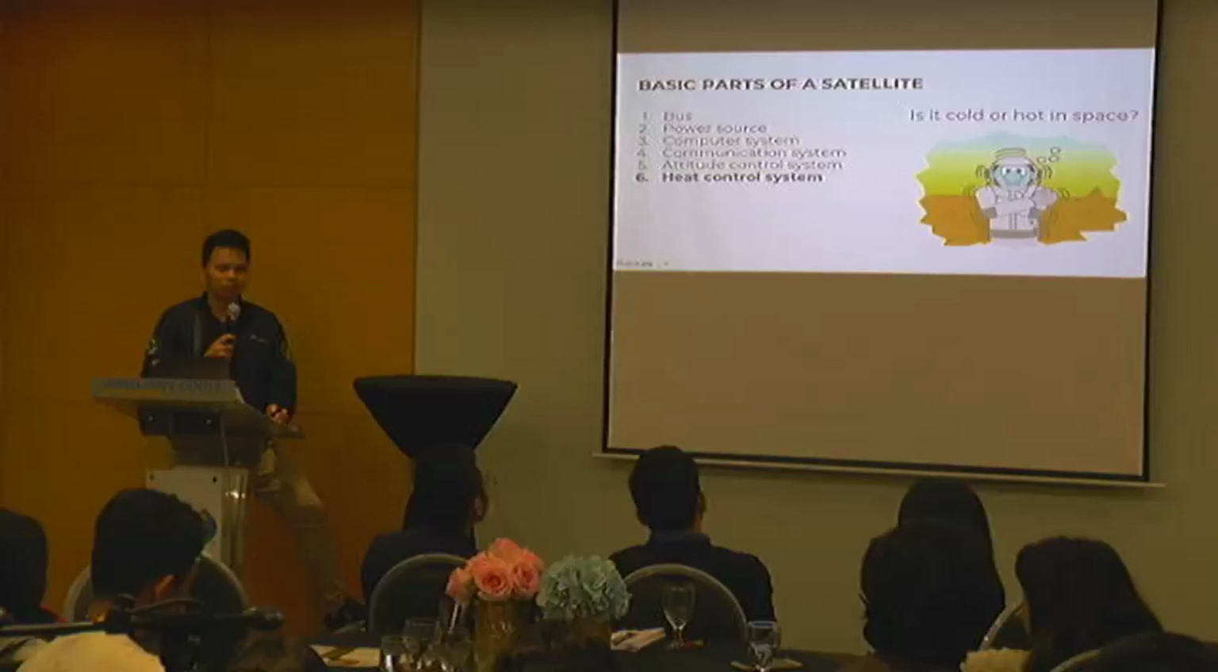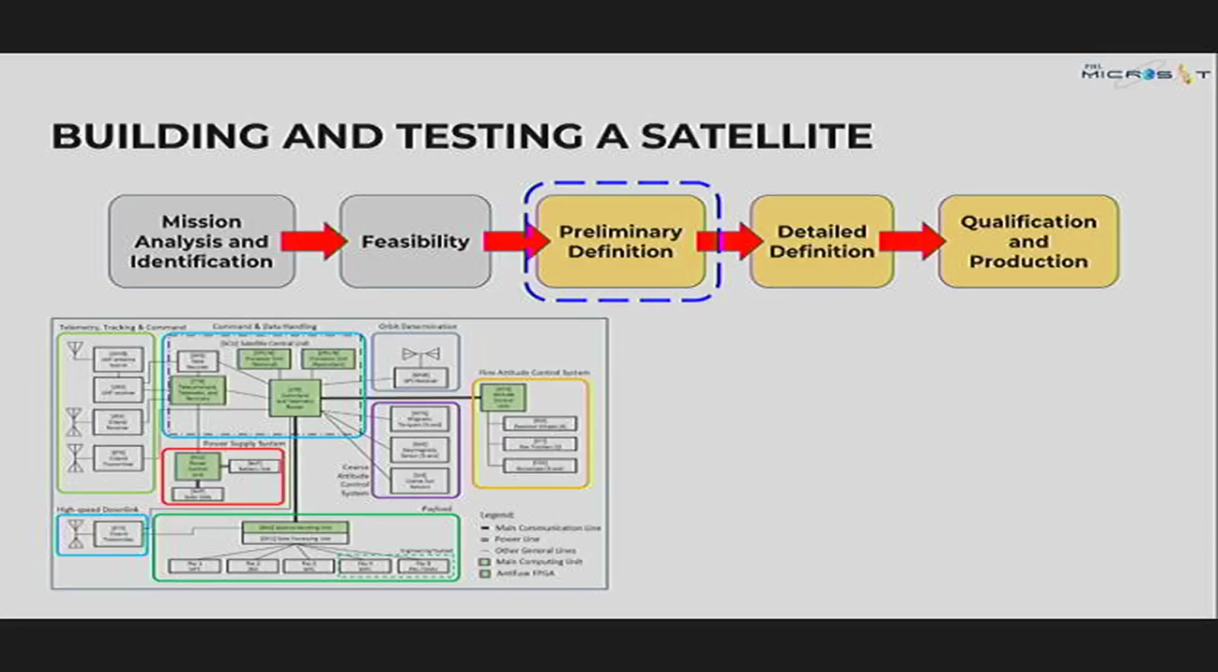So, the answer is it's both cold and hot. When an object is facing or exposed to the sun, then mainit yung object na yun. Pag nasa likod siya ng Earth, hindi siya nakikita ng sun, then malamig.